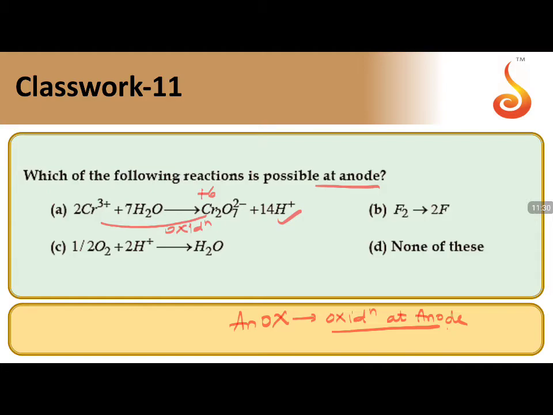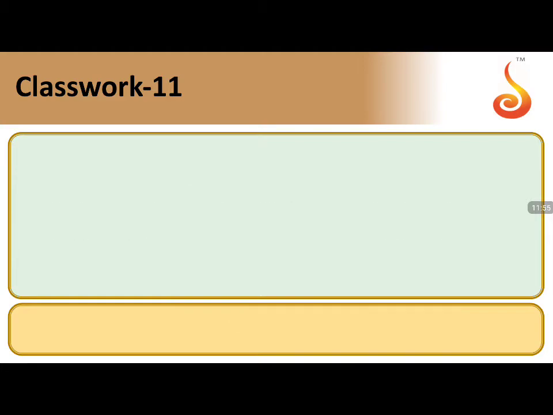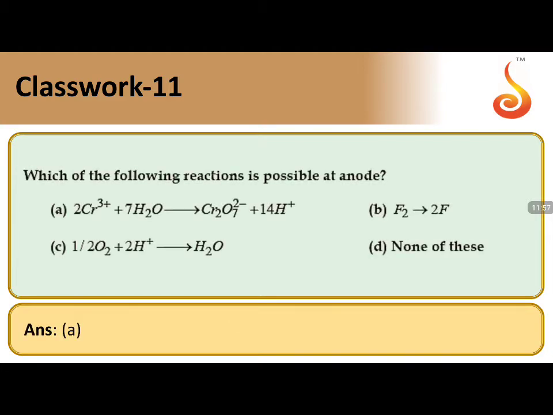But when it comes to fluorine, 2F, this is 0 oxidation state. This is also 0. No. Here, in this particular reaction, oxygen is moving from 0 oxidation state to minus 2 oxidation state, which is going to be a reduction process. We are not concerned about reduction. So the only option which is left out, which is undergoing oxidation, is option A. So the answer for this is option A.